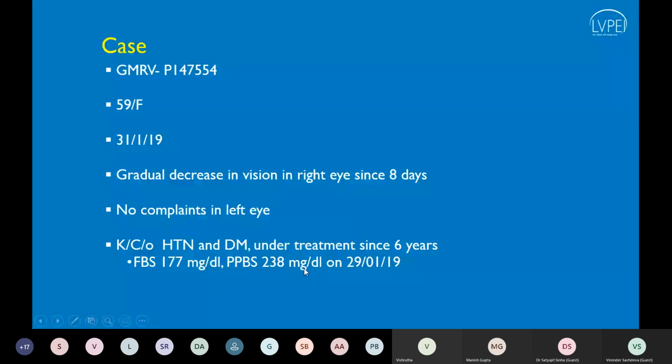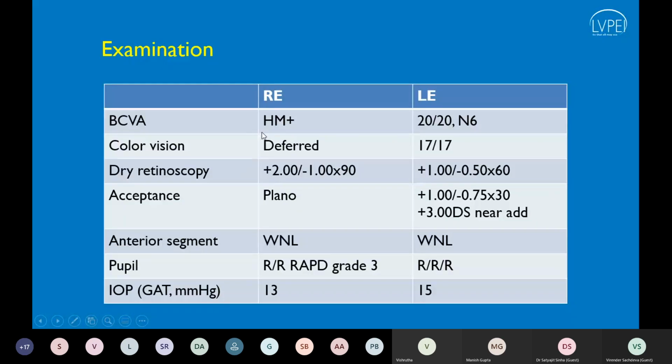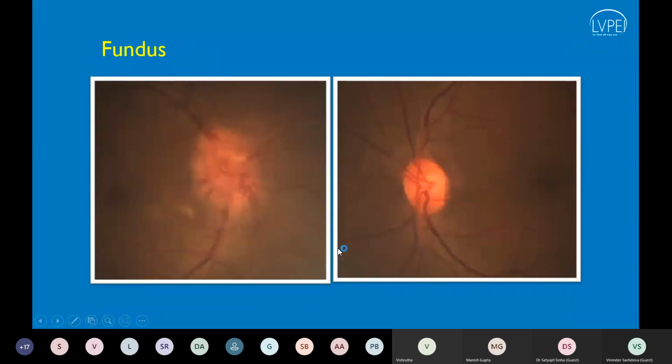This is the examination. The patient's visual acuity was only hand movements in the right eye, and left eye it was 20/20 and 6. Anterior segment was normal except for grade 3 relative afferent pupillary defect in the right eye. And this is the fundus picture. Again, media is clear, the retina is fine, but we see an optic nerve edema. You can see that there is actually presence of splinter hemorrhages on the surface of the disc, and you can see here there is blurring of the peripapillary RNFL obscuration. Importantly, you see that there is attenuation of blood vessels.